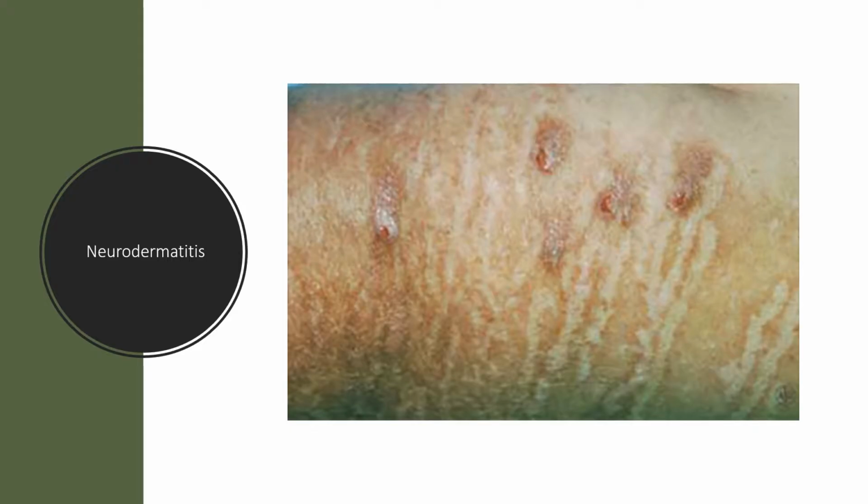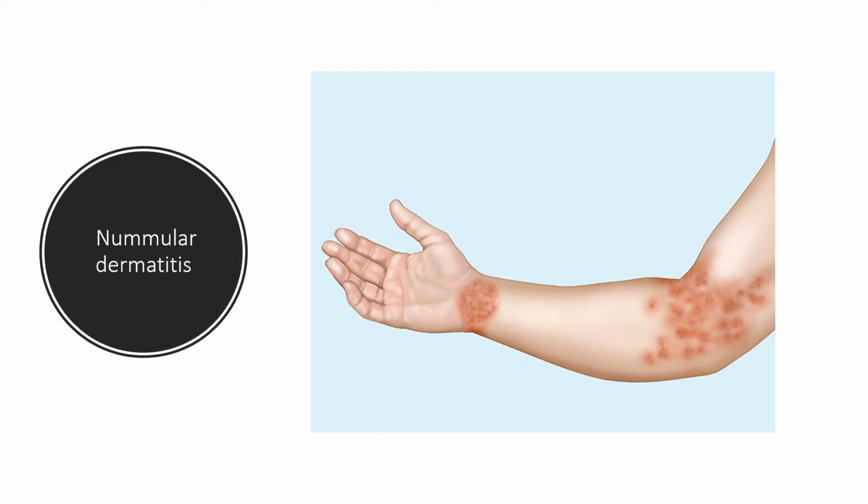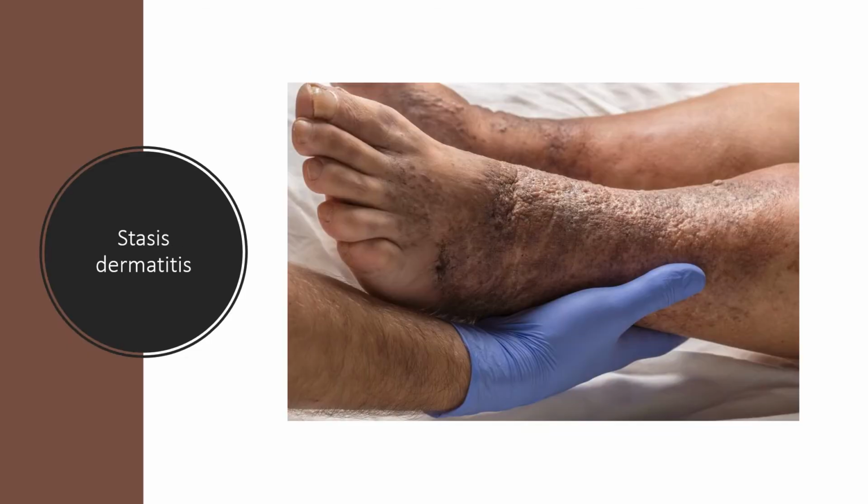Neurodermatitis is linked to an itchy patch, which is usually triggered by stress or something that irritates a person's skin. Nummular dermatitis can also cause oval sores to form on the skin. It usually occurs when a person suffers an injury to the skin. Stasis dermatitis is linked to skin changes caused by poor blood circulation.